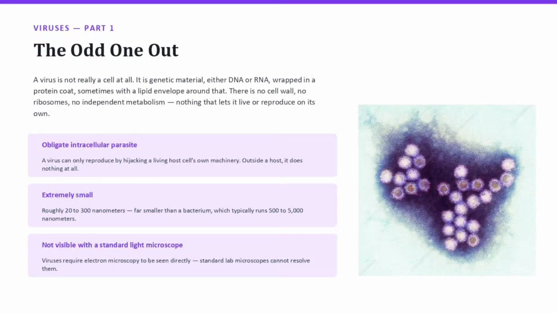3 facts to hold on to here. First, a virus is what we call an obligate intracellular parasite. It can only reproduce by hijacking a living host cell's own machinery. Outside a host, it does absolutely nothing.